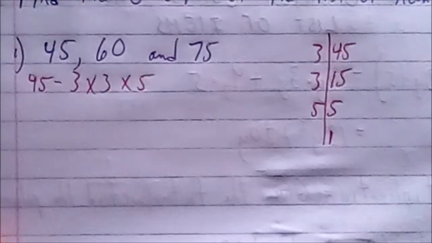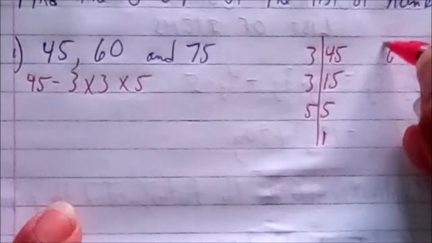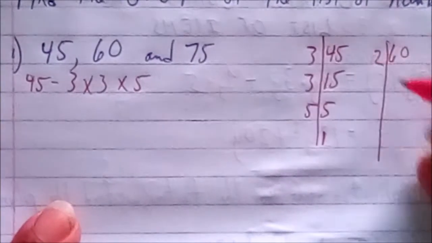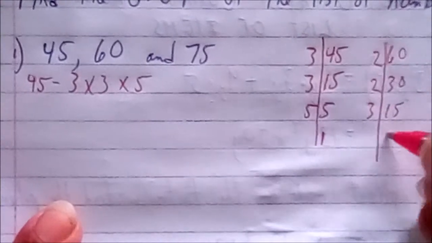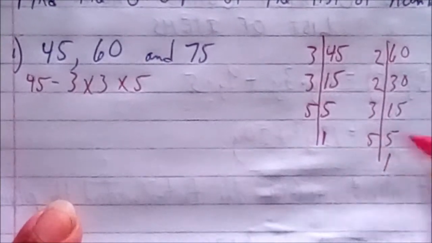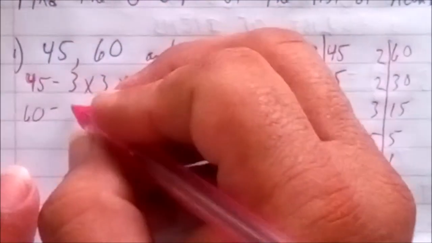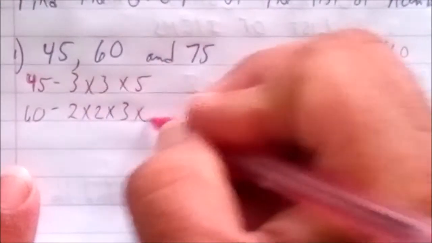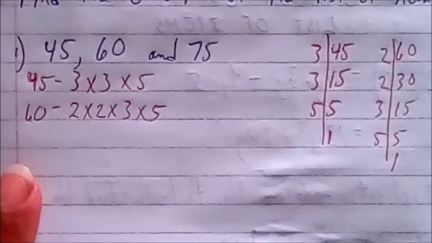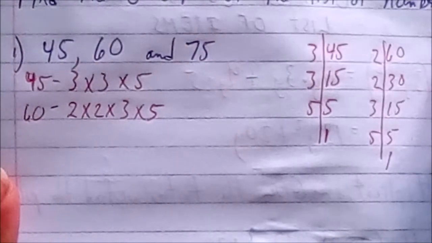Okay, and then we go with 60. Start dividing 60 by 2. You get there 30, 2, 15, 3, 5, 5, 1. So therefore 60 is actually 2 times 2 times 3 times 5. Okay, then we go with 75.